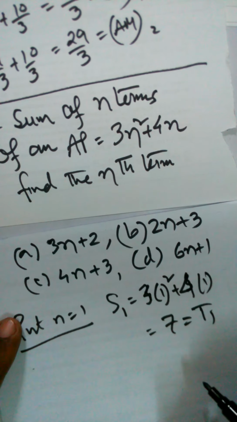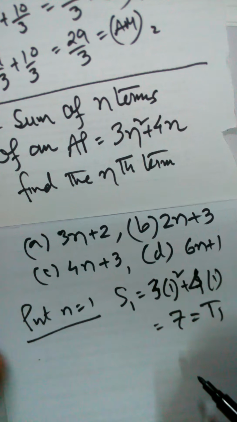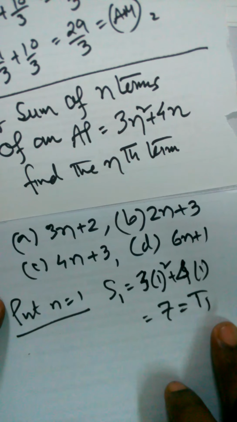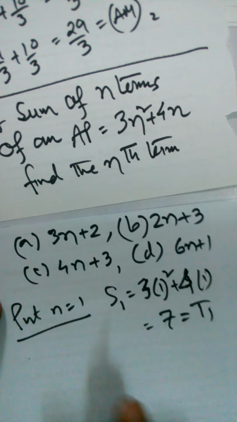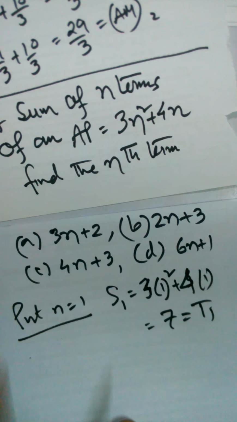That is the first term, because when we say the sum of one term, that must be the first term itself. What is the first term? The sum of n terms is given. That means if you put 1 instead of n, then your answer will be the sum of one term, and that will be the first term.